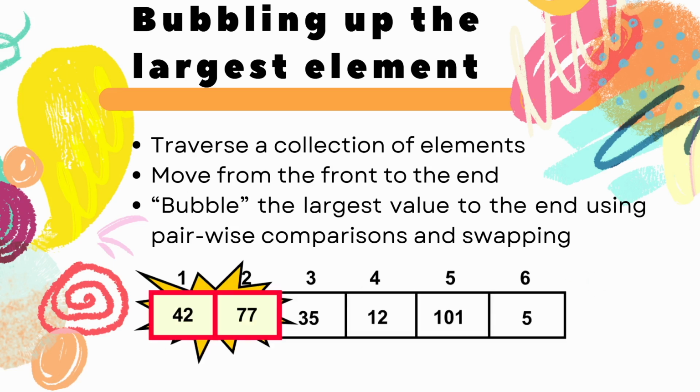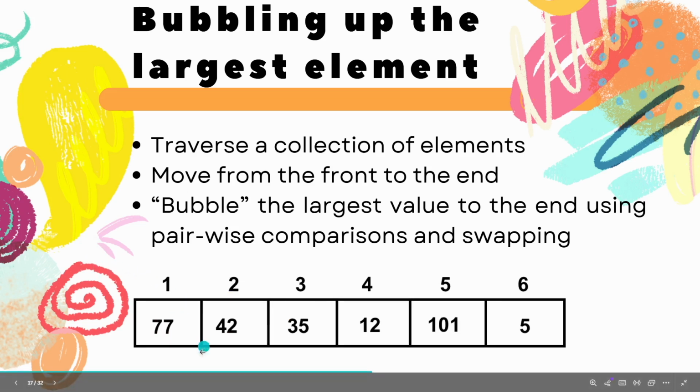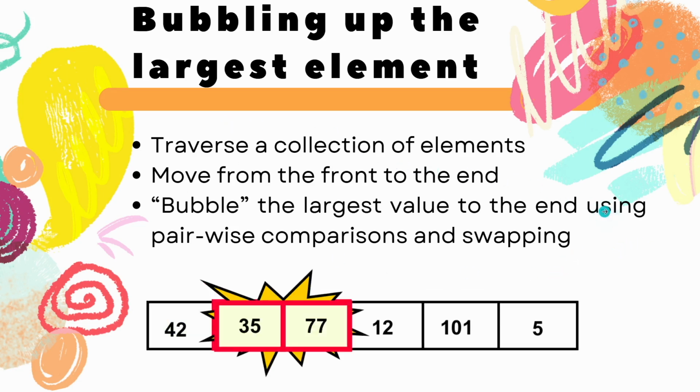So, I check 42 and 77. Initially 77 was in my first position and 42 in the second position. I make a pairwise comparison, and since 42 is less than 77, I move 42 to the first position in this list. So, here we do that swap. Next, I compare 35 and 77, and I do a swap.